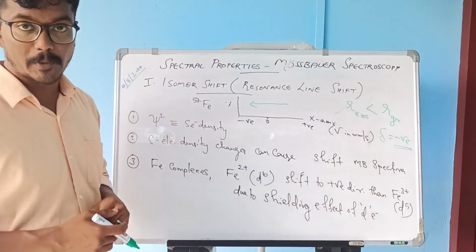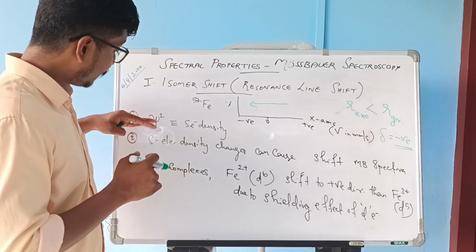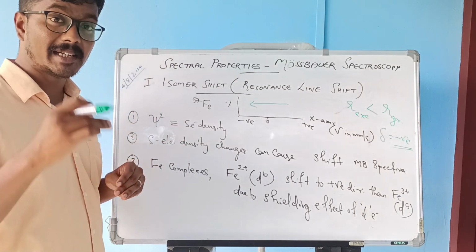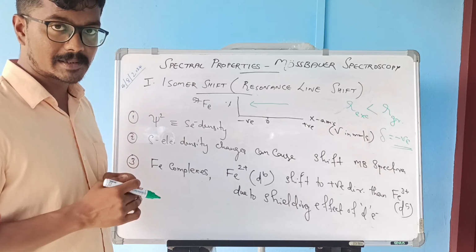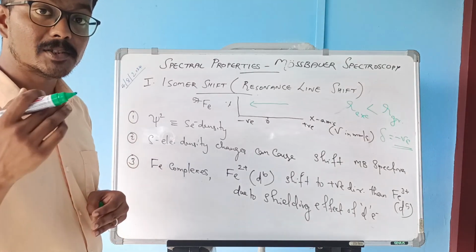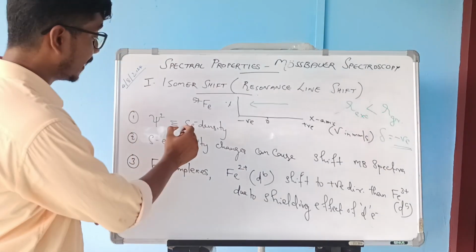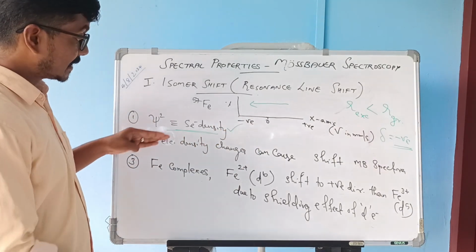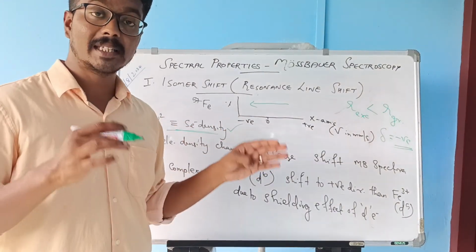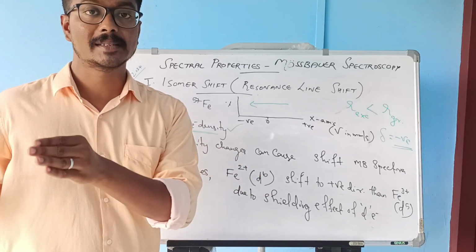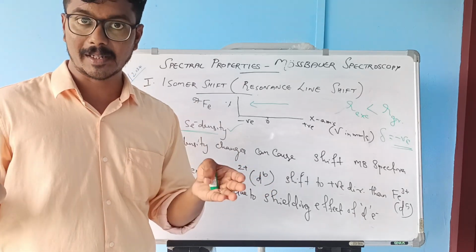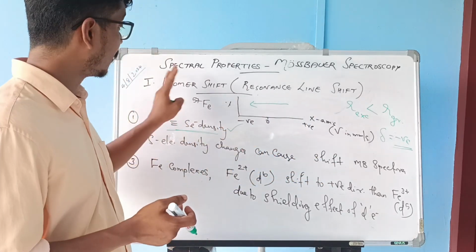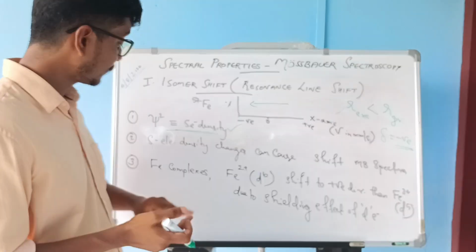So, what are the important points to know? The psi square gives the probability of finding an electron around the nucleus. Around the nucleus, the maximum probability is to find an s electron, so it gives the value of the s electron density. If the s electron density in the source and the sample, or the absorber, are different, there occurs a shift in the Mössbauer spectrum, that's known as isomer shift.